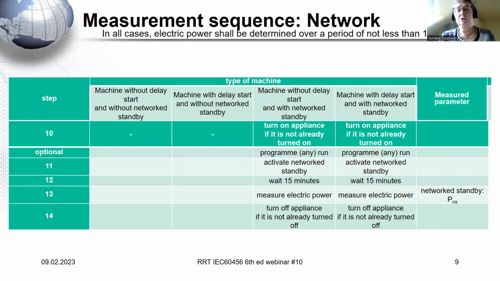For sure, only the two last columns are filled in here. And it starts with turning on the appliances if it is not already turned on. And again, optional, you can program a run. And for sure, you have to make sure to activate network standby. You wait 15 minutes, and then you measure again the electric power, and it should be the so-called network standby that you measure in this case. And after that, you would turn off the machine in the further sequence. And again, this mode should be measured for not less than 10 minutes.